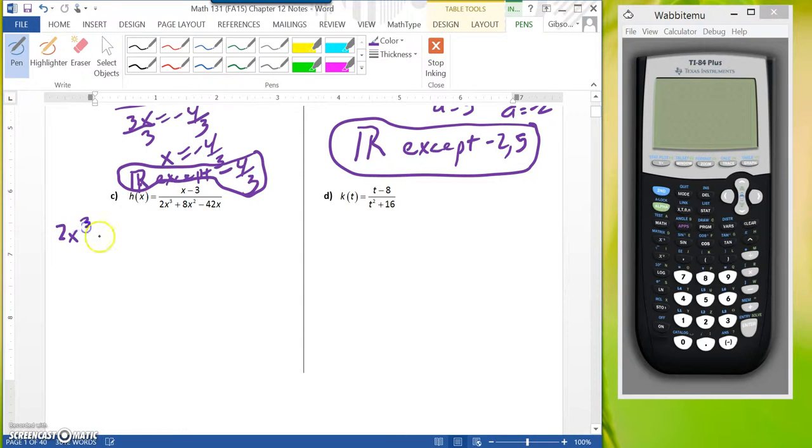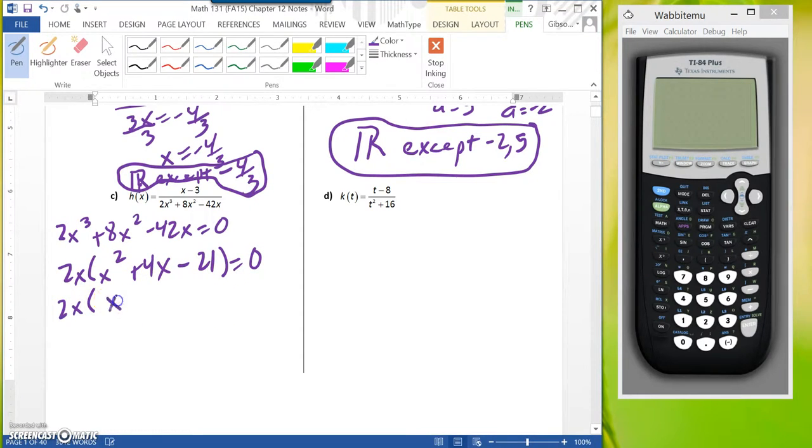We have 2x cubed plus 8x squared minus 42x, and we will set that equal to 0. Now we can factor out a 2x. All of these have 2x in common. And that will leave us x squared plus 4x minus 21, and that equals 0. Now when we go through and factor this, this will factor out to be x plus 7 and x minus 3. And that's all equal to 0.